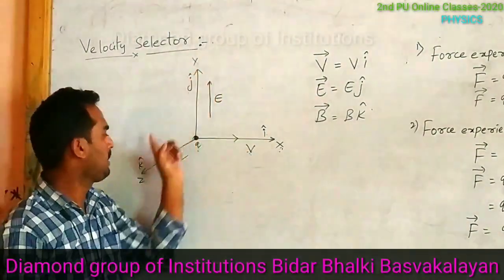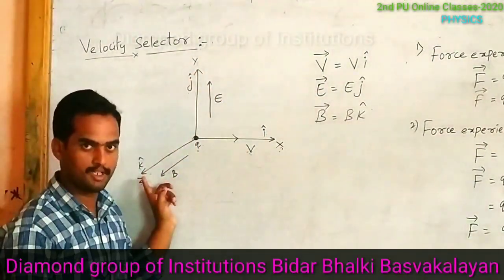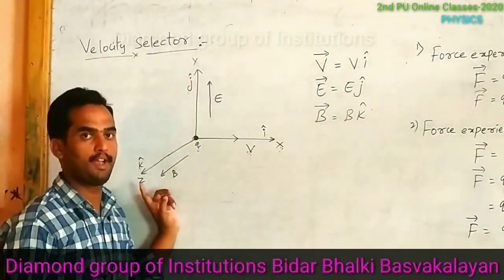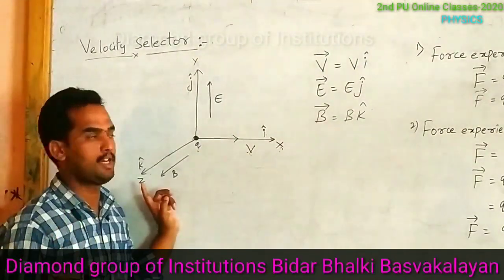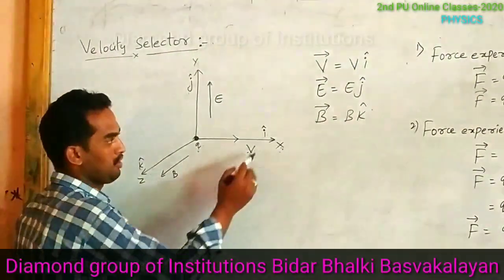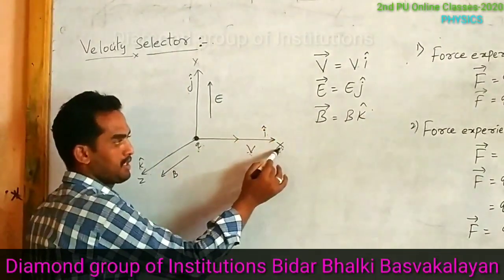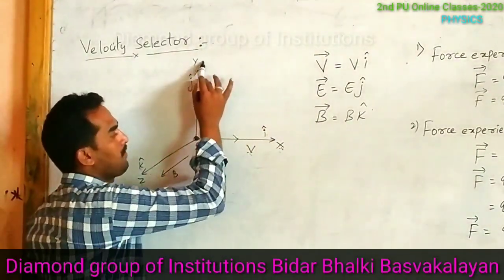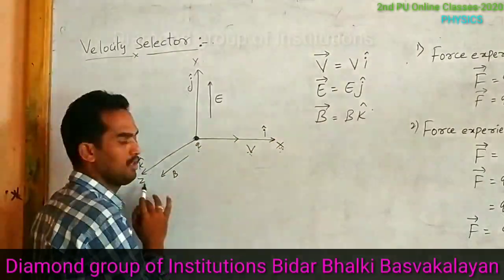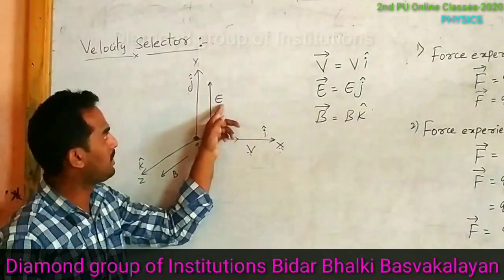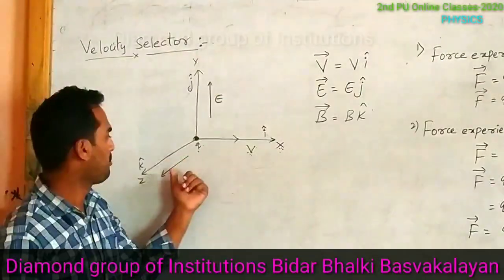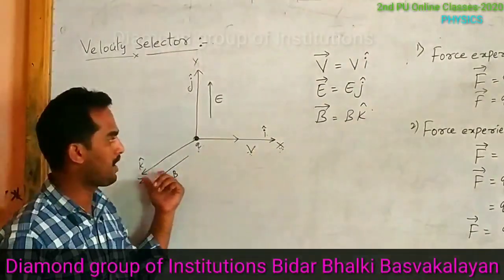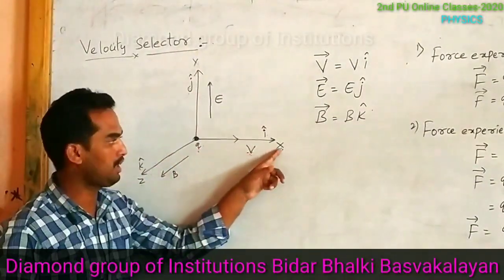I, J, K are the unit vectors. What is meant by unit vector? A vector whose magnitude is 1 is called a unit vector. So I vector is along the x-axis, J vector is along the y-axis, K vector is along the z-axis. So the electric field is along the y-axis, the magnetic field is along the z-axis, whereas the particle is moving along the x-axis.